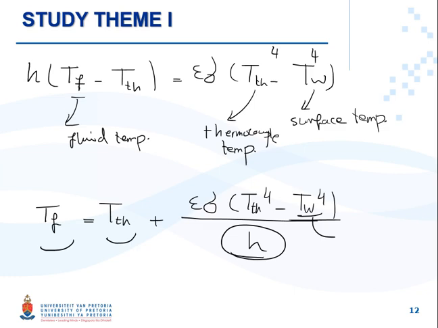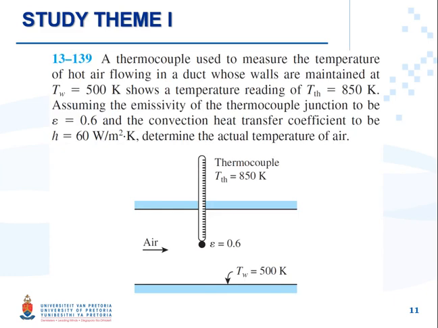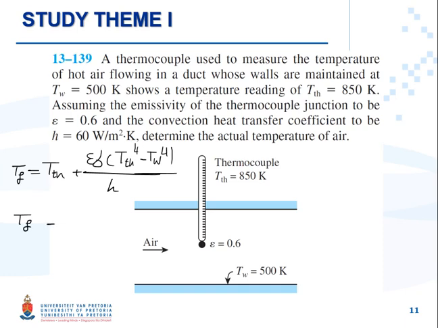But in this specific case, as I mentioned, T_f is equal to T_th plus epsilon sigma (T_th to the power of 4 minus T_w to the power of 4) divided by h. We have all those numbers, so T_f will be 1111 Kelvin. What is T_f here? We mentioned it is the actual temperature of the fluid, in this case the actual temperature of air.